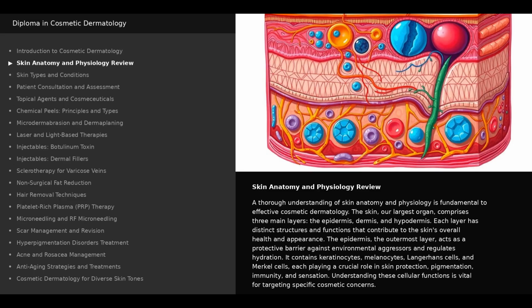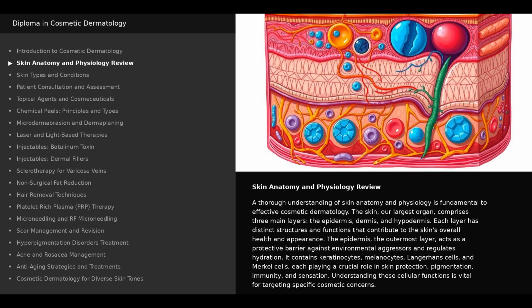Skin anatomy and physiology review. A thorough understanding of skin anatomy and physiology is fundamental to effective cosmetic dermatology. The skin, our largest organ, comprises three main layers: the epidermis, dermis, and hypodermis. Each layer has distinct structures and functions that contribute to the skin's overall health and appearance.